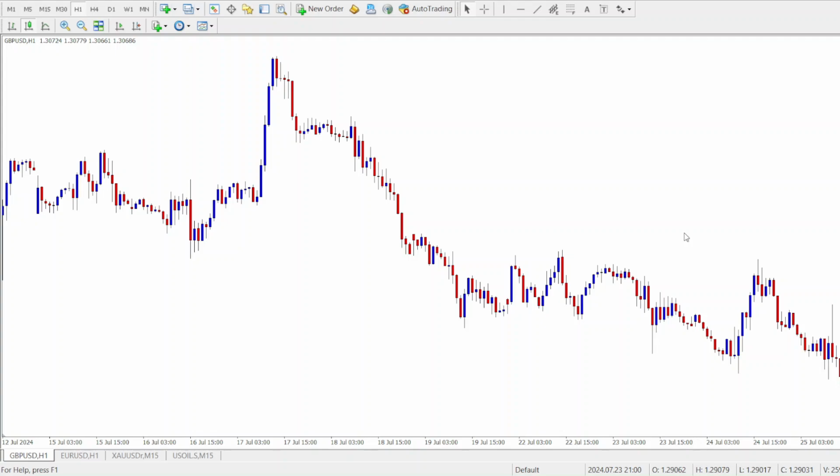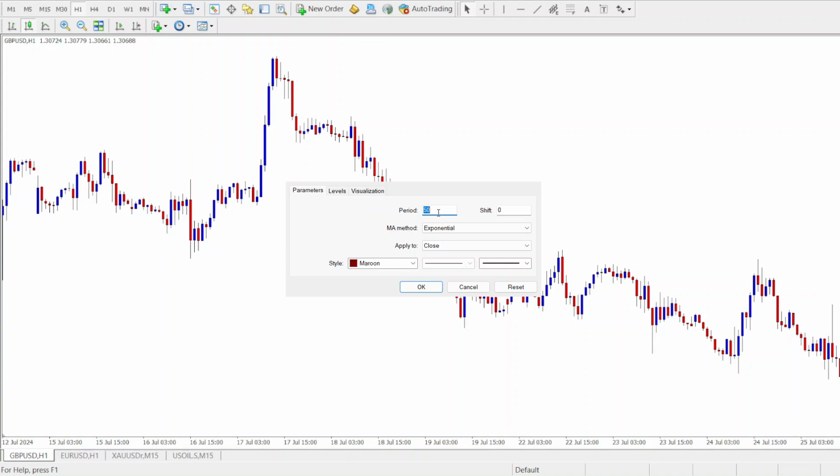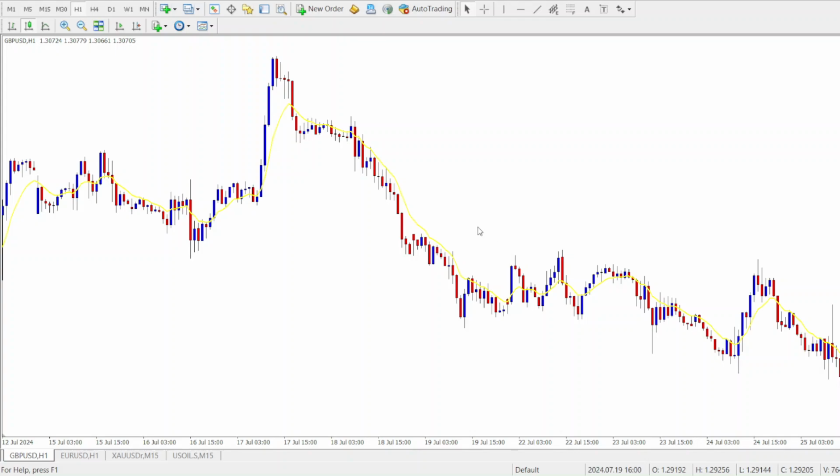First of all, we're going to be looking at how to use the 9, 20, and 50 EMAs. We're going to be adding them to our chart one after the other. We'll start with the 9 EMA. It's a fast moving average reacting quickly to price changes, so it is perfect for short-term trends and finding quick entries. Then next is the 20 EMA.